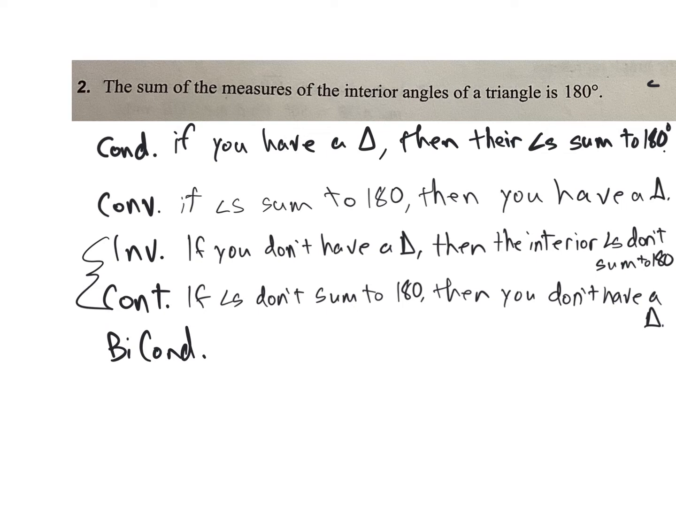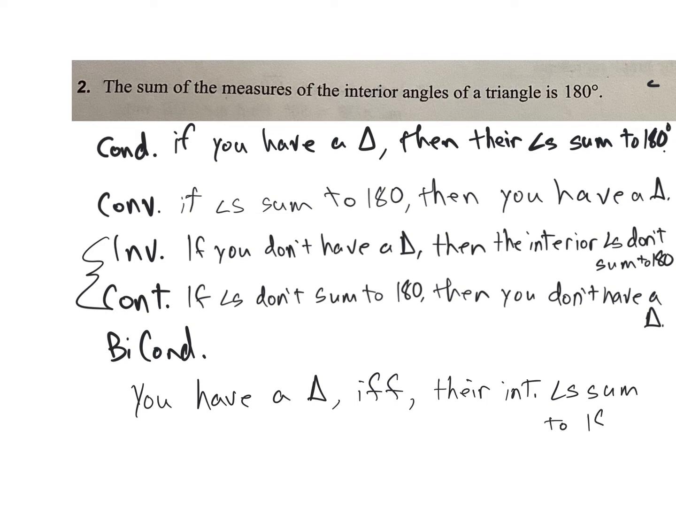Biconditional. You have a triangle if and only if their interior angles, you don't have to have the interior part, sum to 180.